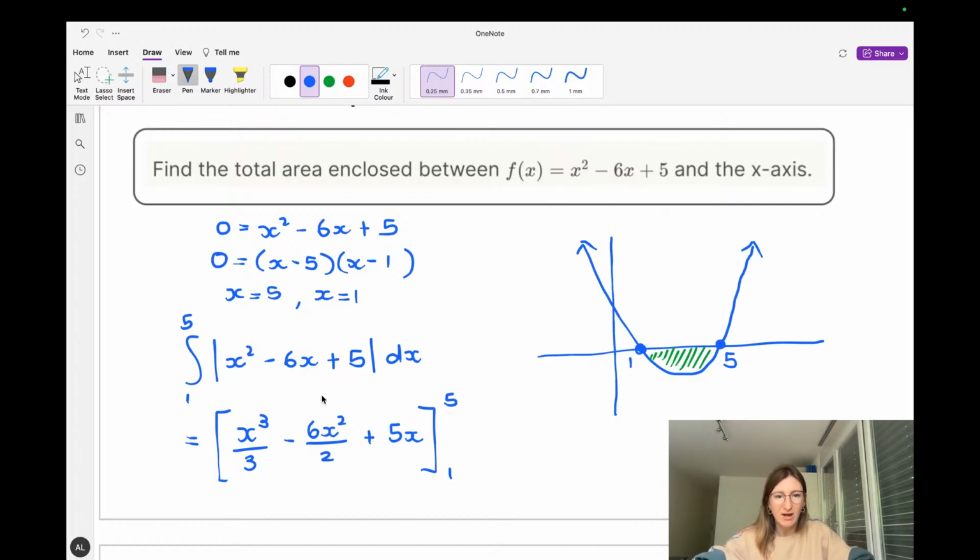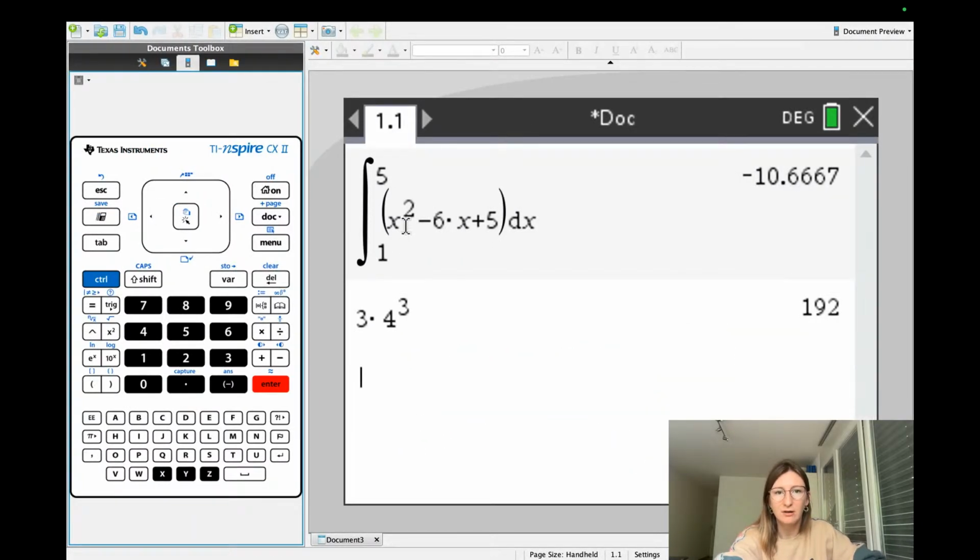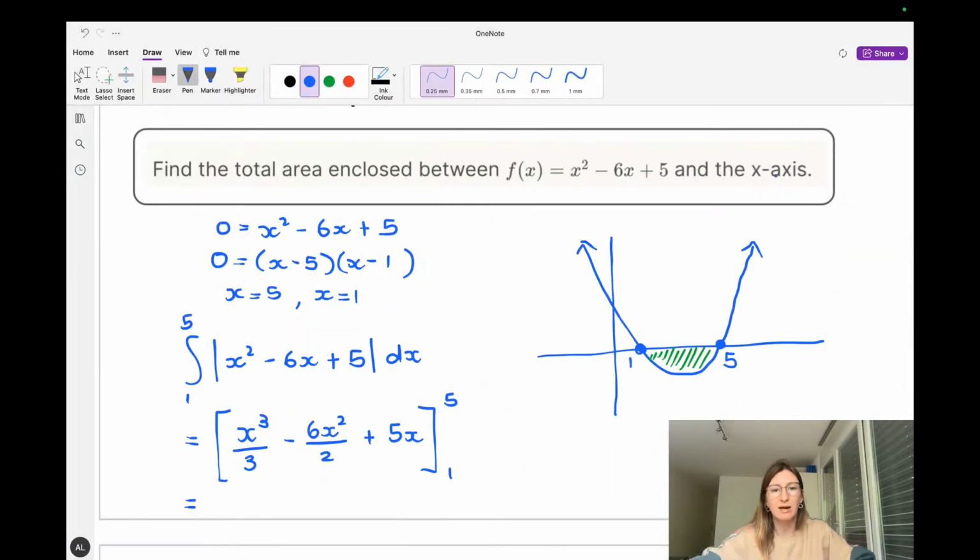And then I would substitute 5 into each of these x's, and I would subtract it and substitute 1 into each of these, just like we did before. But in the interest of saving time, I did it ahead of time. Over here, you can see we have x squared minus 6x plus 5 from 1 till 5. And this was not absolute valued. So I just wanted to show you that we get a negative area. But because we want the total area, we're going to absolute value that.